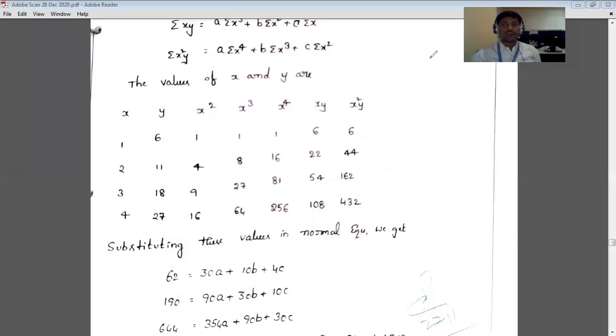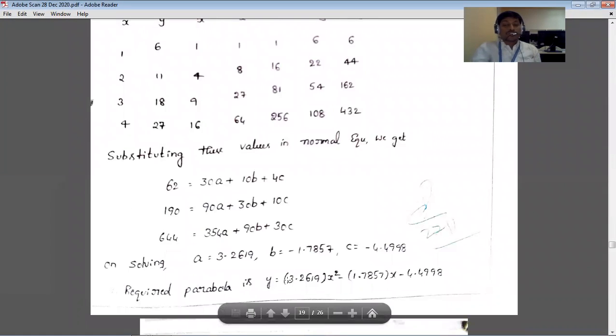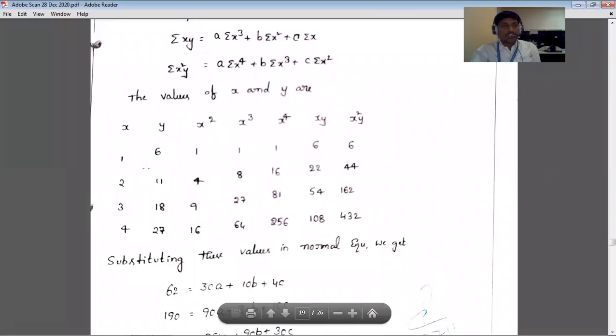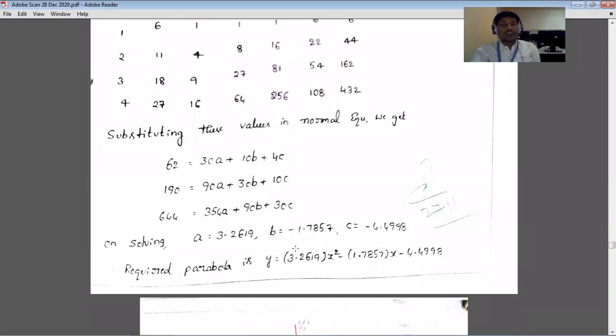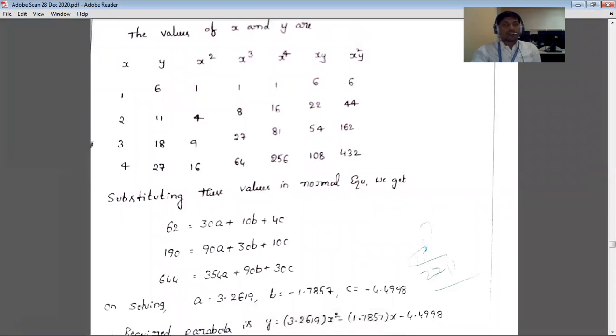If you see the answer we got by solving, it is y equal to 3.2619 x square minus 1.7857 x minus 4.4998. So these are the values we got. We have to substitute values by taking any one. Suppose we take x equals 1: 3.2619 minus 1.7857 minus 4.4998. Like that you can check it, and most probably you get an approximate value. In some problems it may not be near.